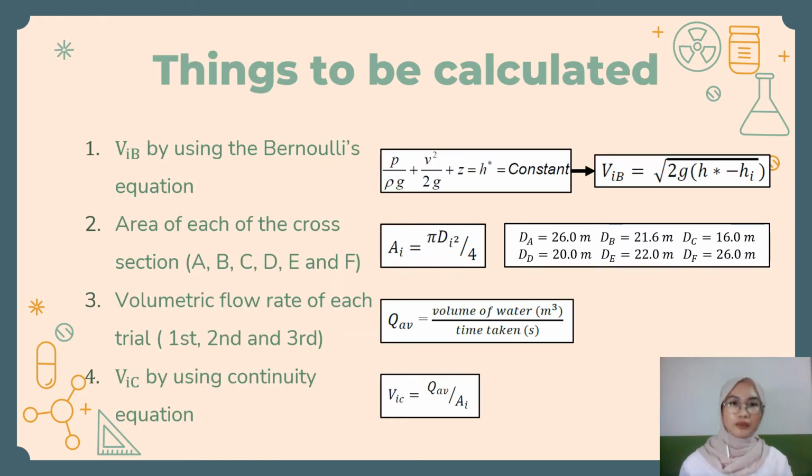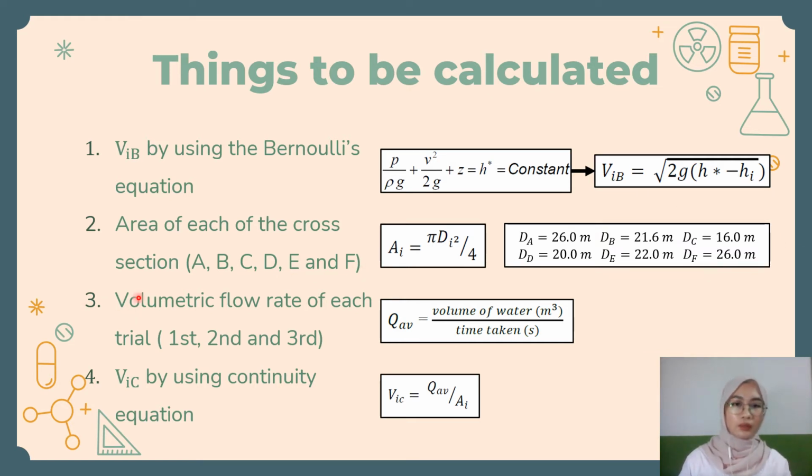In this experiment, there are four main things to be calculated in order to determine the difference in value between VIB and VIC. The first one is VIB, using Bernoulli's equation, which we can further derive into V equals square root of 2g (h* minus hi). The second thing to be calculated is the area of each cross-section, using A equals pi d squared over 4, given that the diameter of each cross-section is the following.